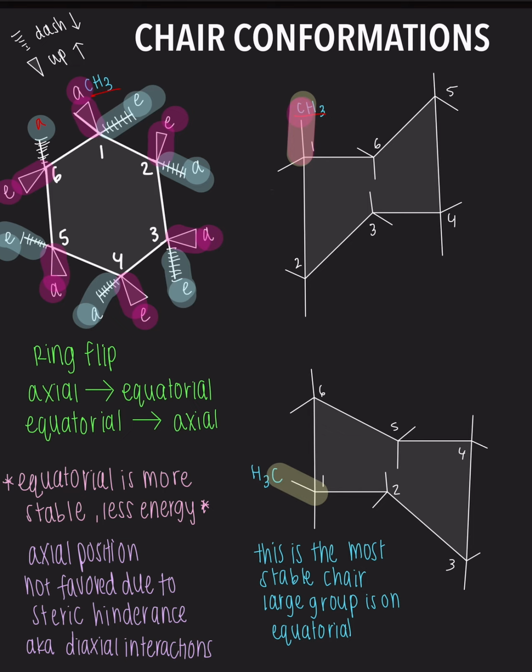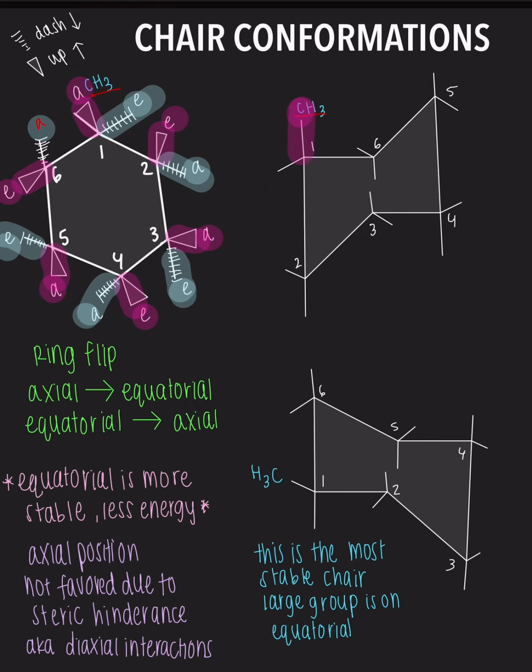And so then when you compare and you're like, which group is better? The group that is better is always going to be the equatorial position. Why? Because equatorial is more stable, it's less energy, and the axial position isn't favored because of steric hindrance and like diaxial interactions.